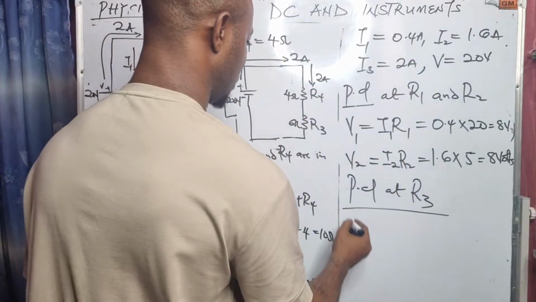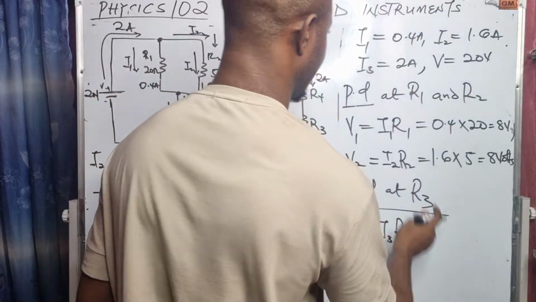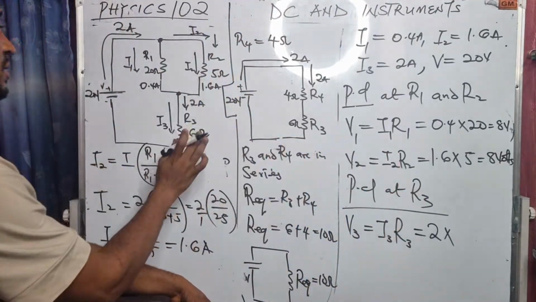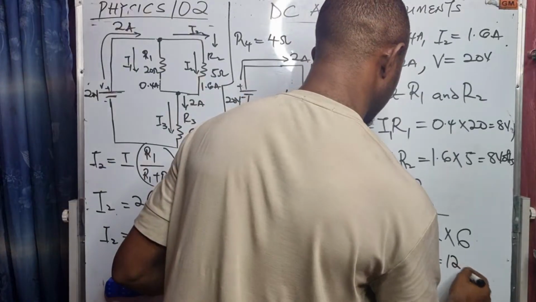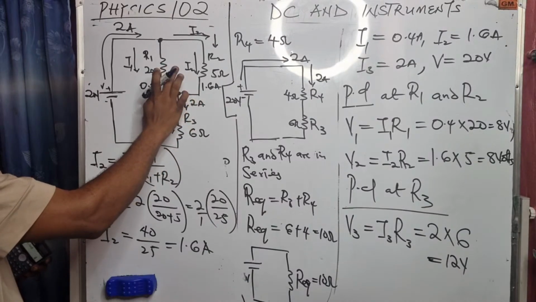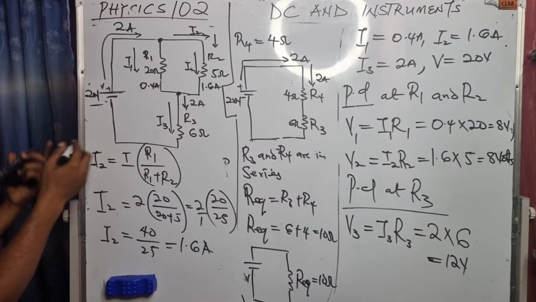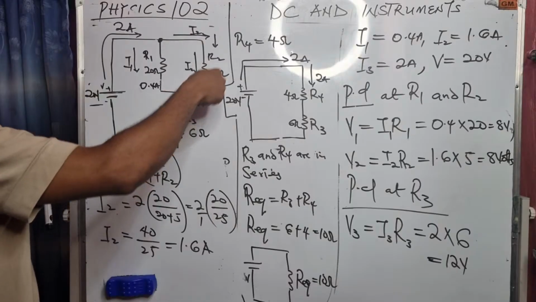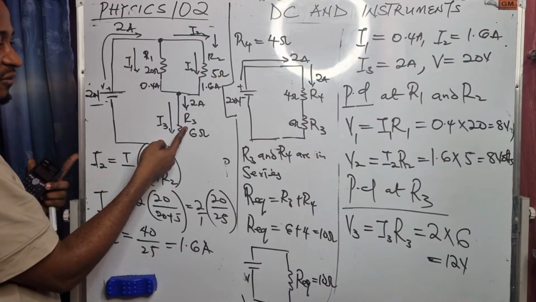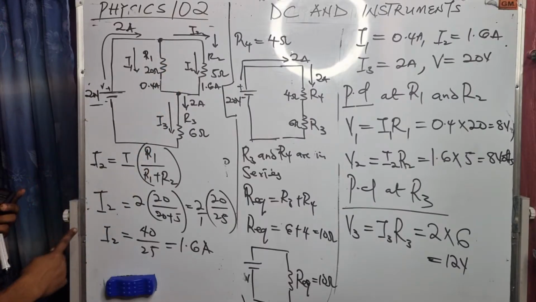PD at R3 is going to give us V3 equals what? I3 R3. Our I3 is 2 ampere times our R3, which is 6. So the result will give us what here? 12 volts. So let's verify. The sum of all voltages in each of these resistors must be equal to 20 volts, right? The potential drop here is 8. When you add up 8 volts plus 12 volts, it is equal to what? 20 volts.